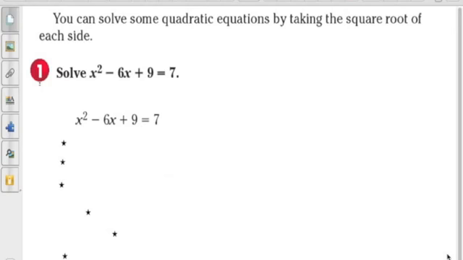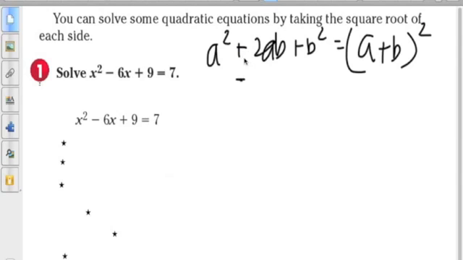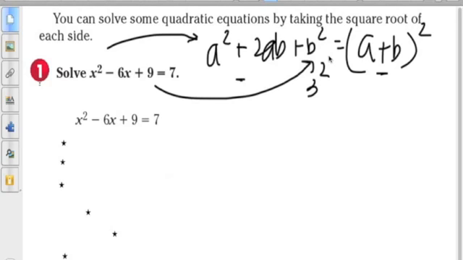If you recall, a perfect square trinomial has the form a squared plus 2ab plus b squared is equal to a plus b squared. Or if that's minus, all you need to do is change the addition to subtraction. So if you notice, x squared looks like a squared, 9 is actually 3 squared, and 2ab is 2 times x times 3, which gives us negative 6x. So that's how we know that it's a perfect square trinomial. Just a little recall there.